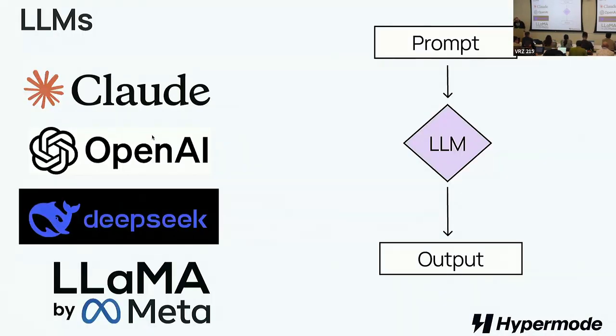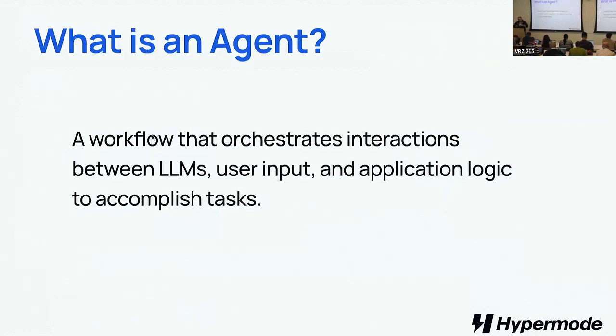Cool. So I think most folks are familiar with this concept of LLMs, large language models. The basic idea here is we give it a prompt, some magic happens, and we get some output, right? This is the very basic building block for building an agent, which has a lot of different definitions, but for our case, we can think of an agent as something that's orchestrating interactions between LLMs, user tasks, application logic, and user input to accomplish tasks.